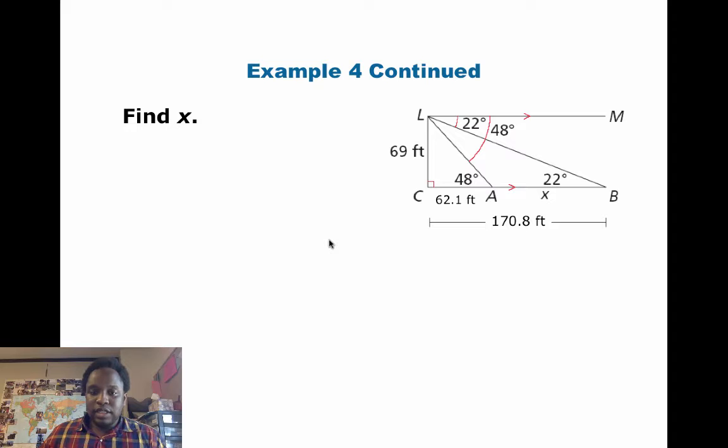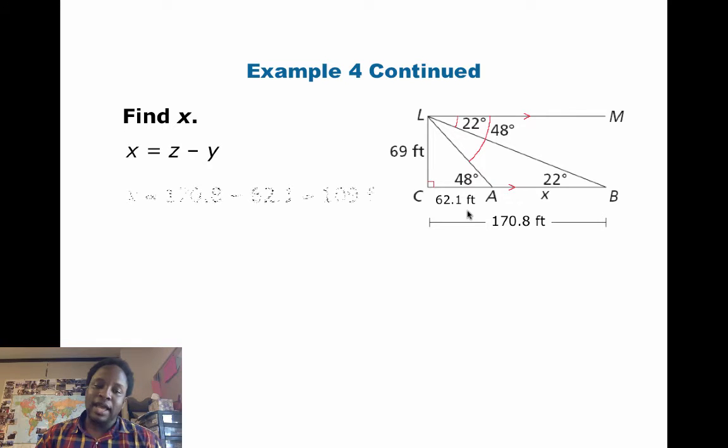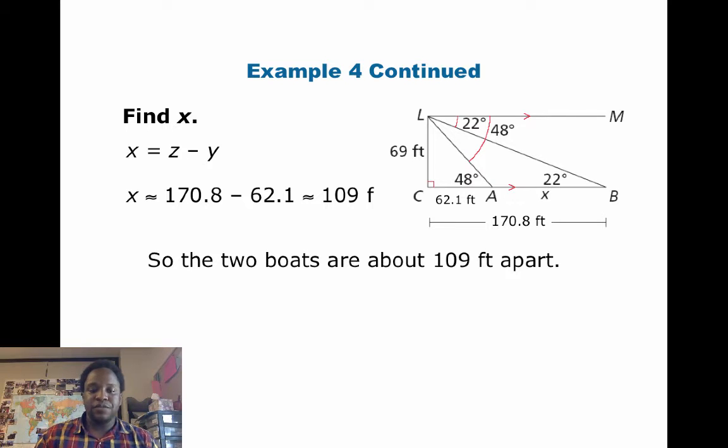So if z was 170.8 feet and y was 62.1 feet, we can subtract those two to find x. And it's approximately 109 feet. So the two boats are about 109 feet away from each other. This is really good to know if you need to make sure that the boats won't collide with each other.